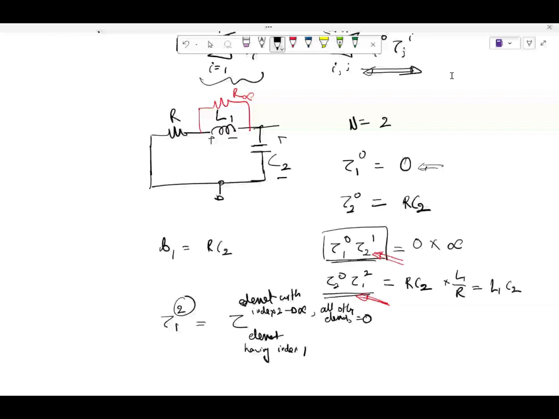Now what is the element having index 1? That is L1. What is the element having index 2? That is C2. If I set C2 to infinite, that gets shorted, so the loop becomes this. Under this condition, the time constant I am getting is tau 1, 2, which is equal to L1 by R. Right? Okay. Any other question?